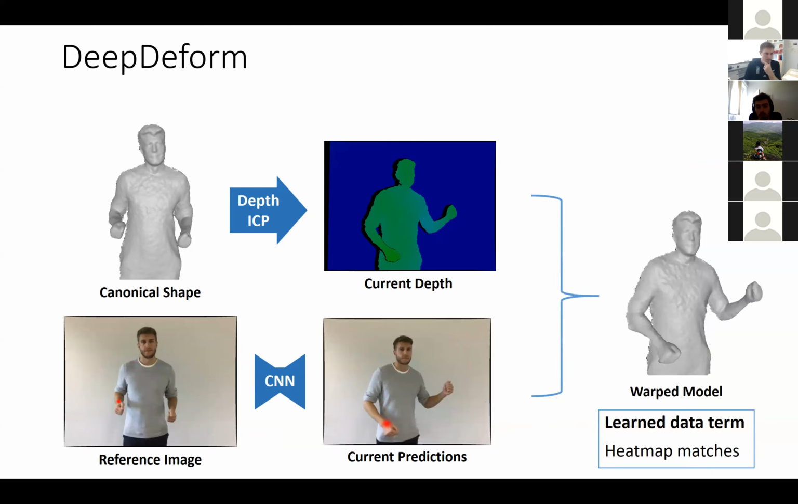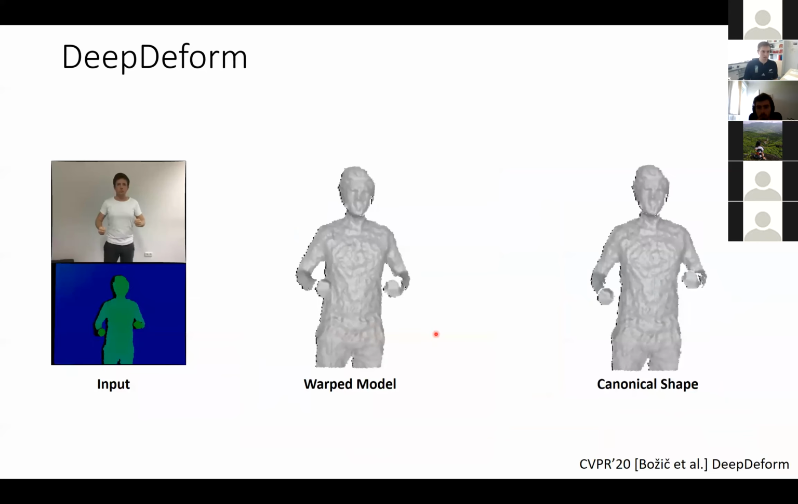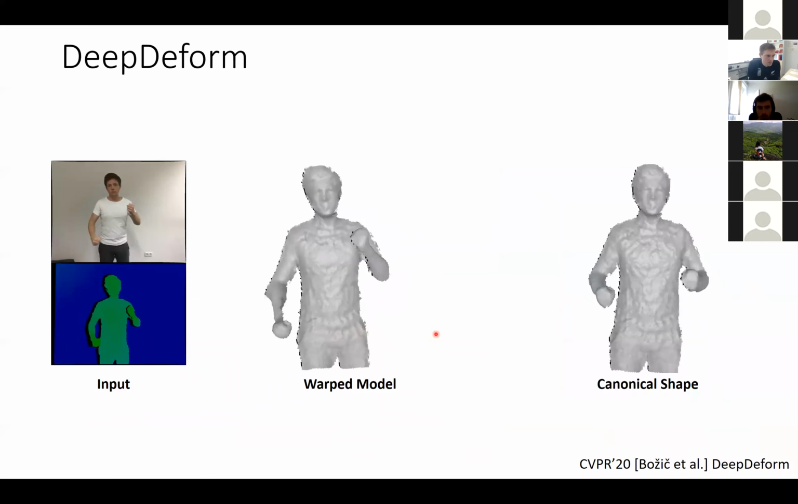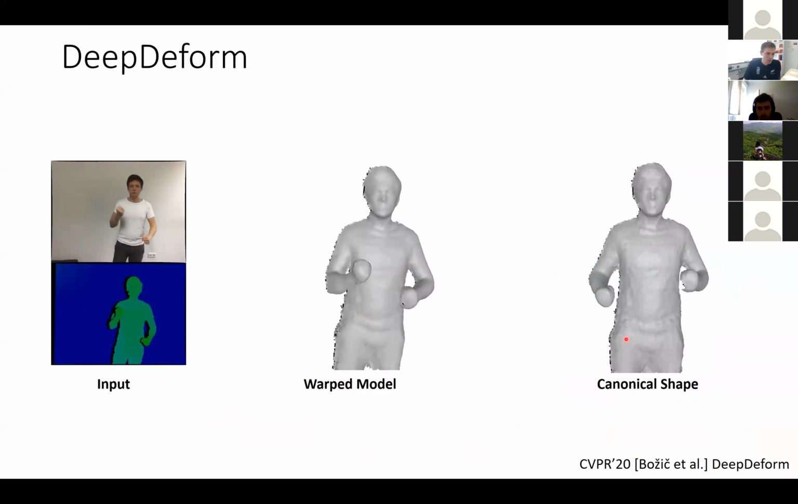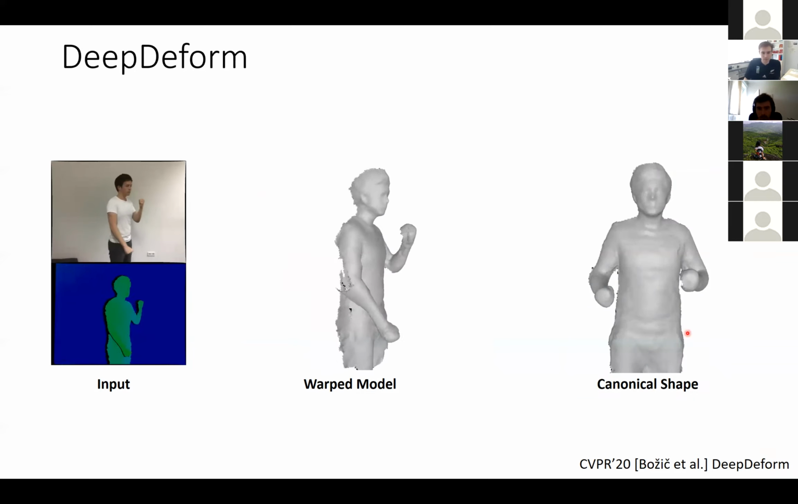Okay. And then we're taking these two terms, the feature term and the depth term. We have now these heat map matches, right? We map them onto the warp model, and then we have our fitting term, which is now composed of two individual terms, the ICP term and the CNN term. And then we just add these two up, and we have our regularization term. In this case, we're using a deformation graph that embeds our model, and then we jointly optimize that. And our reconstructions at the end look something like this. Right, here we have our input. This is our warp model, and this is the canonical shape that is in this canonical first pose.